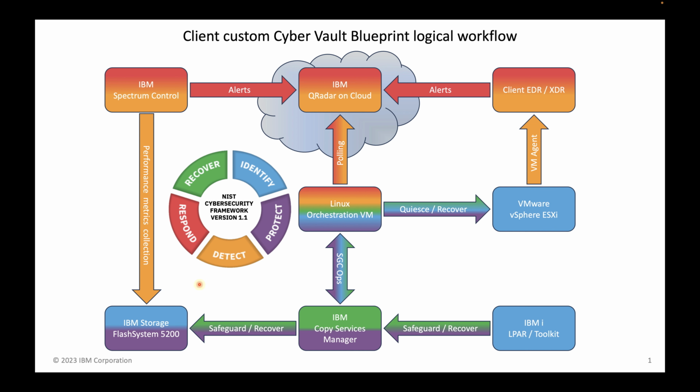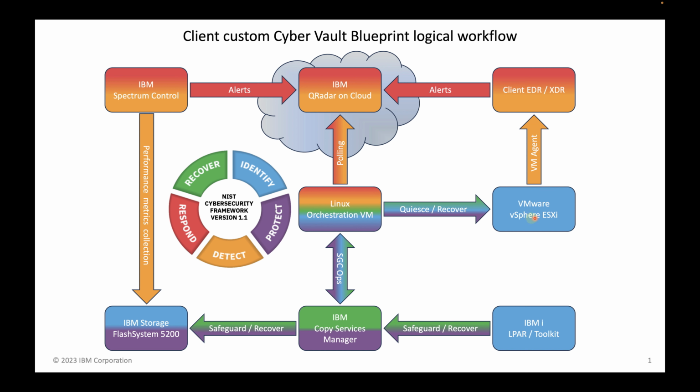So for the detection piece of this, the security integration, we have IBM Spectrum Control that is collecting usage statistics, performance statistics from the flash system. And when it notices something out of the normal, an I/O spike that's way beyond what their normal spikes are, it sends an alert over to the QRadar on the cloud. They had QRadar on the cloud as a requirement, so that doesn't allow us to do any action scripts in the environment. So we have to do a polling methodology to the QRadar on the cloud, which I will show you later in the video.